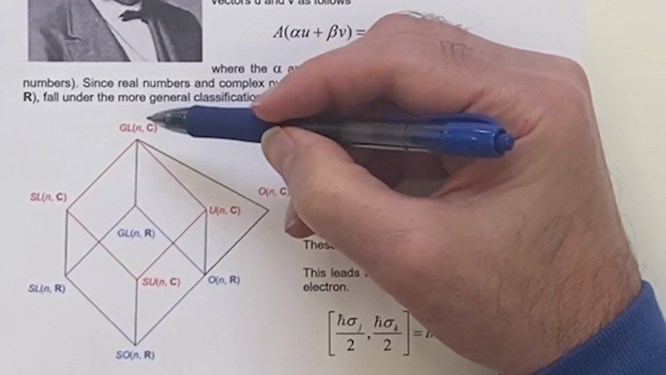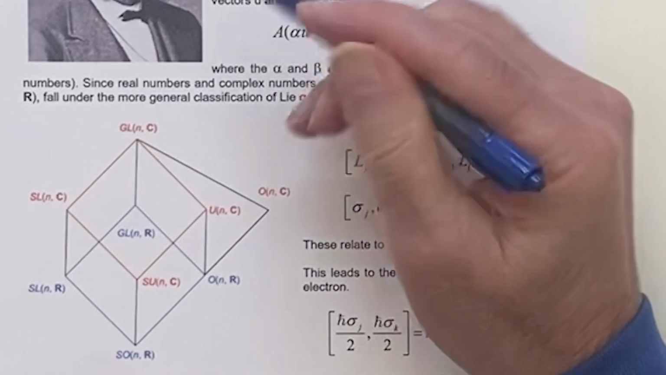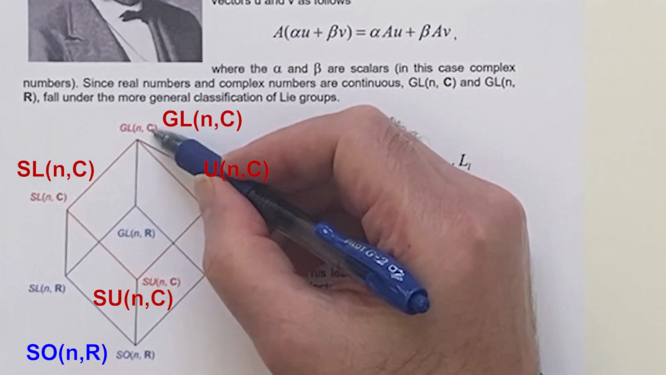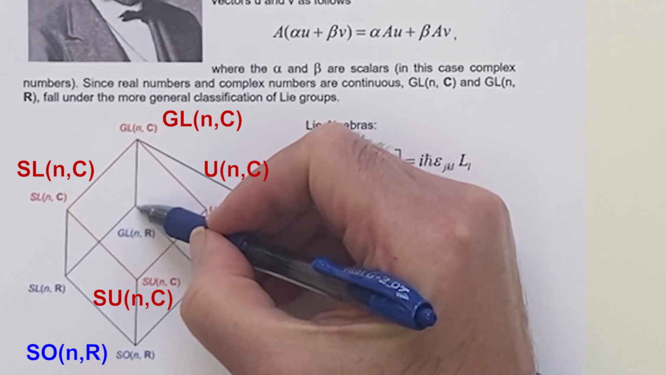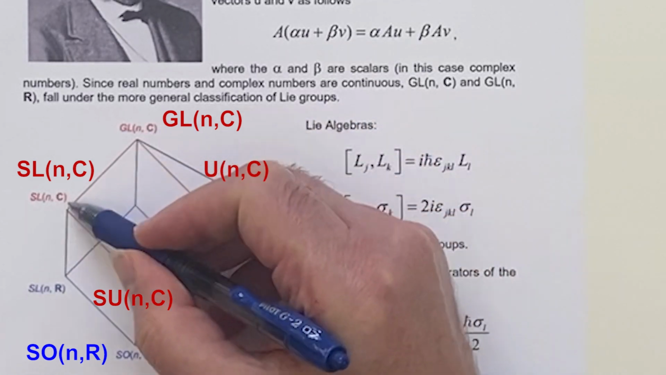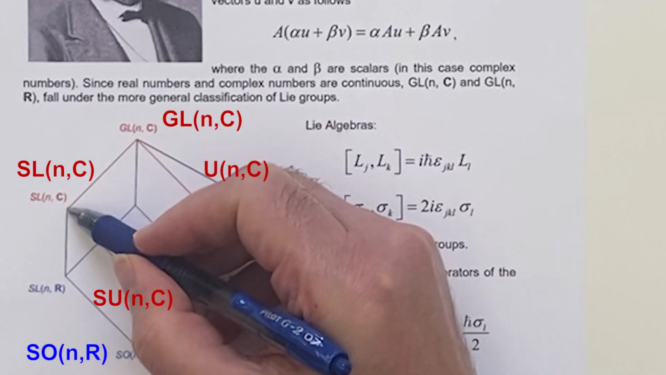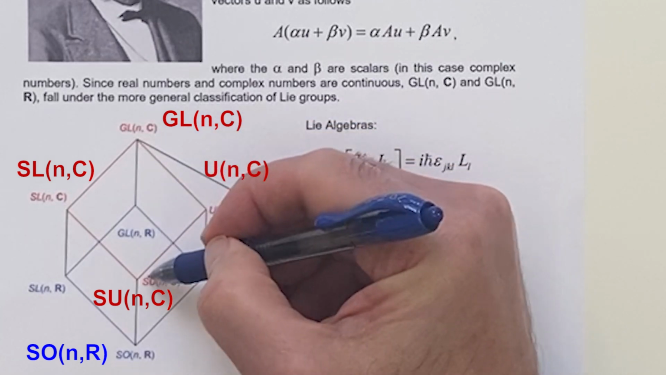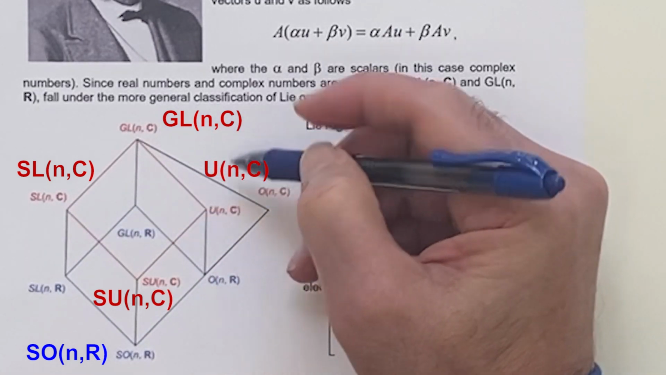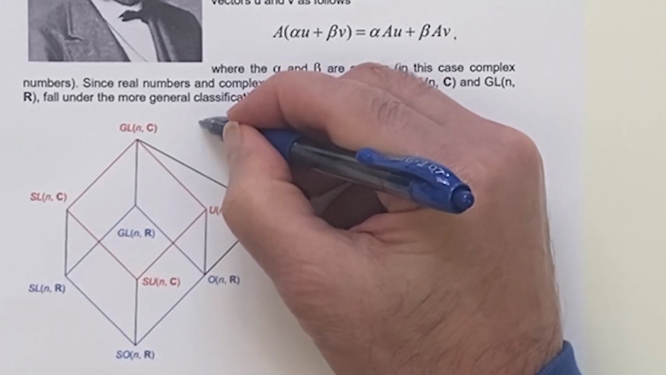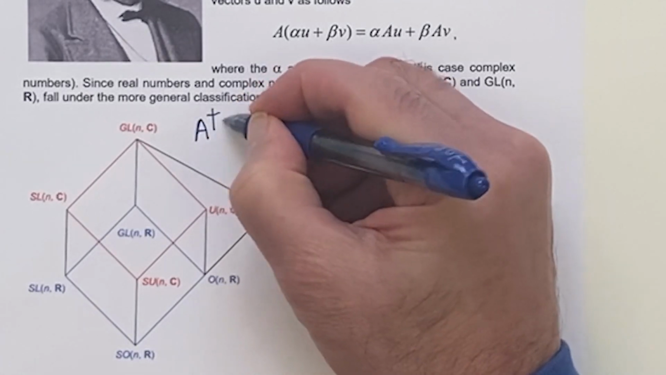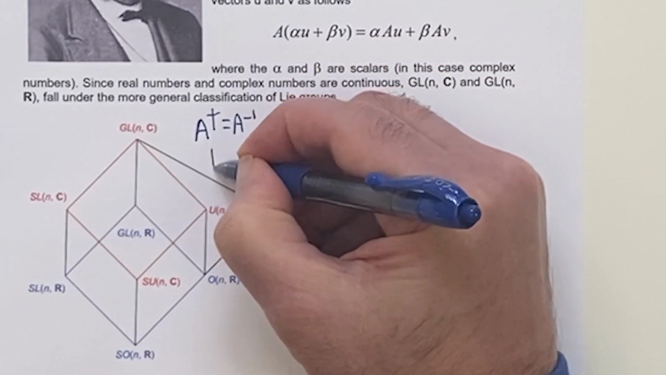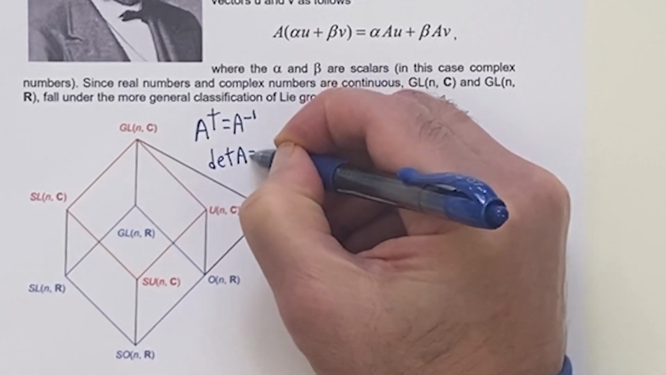So here's a little map I found on the internet. And this here is the general linear groups, n by n, complex. And then if you drop down the reals, you can come down here. Or you can go to special linear, and then that would be SL and C. Or you could go unitary and special, or just unitary. Remember, for the unitary, the matrix dagger is the inverse. And for special, you want the determinant of A to be equal to 1.